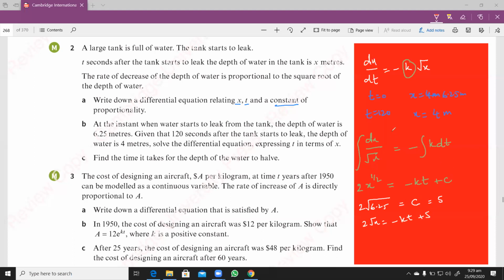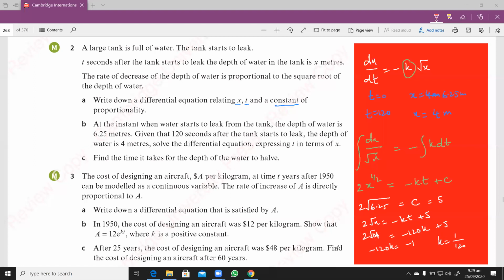Now we use the second pair of information. We put x as 4 and t as 120. So this is 2 under root 4 equal to minus 120k plus 5. So minus 120k is equal to minus 1. Therefore, your k is going to be 1 over 120.